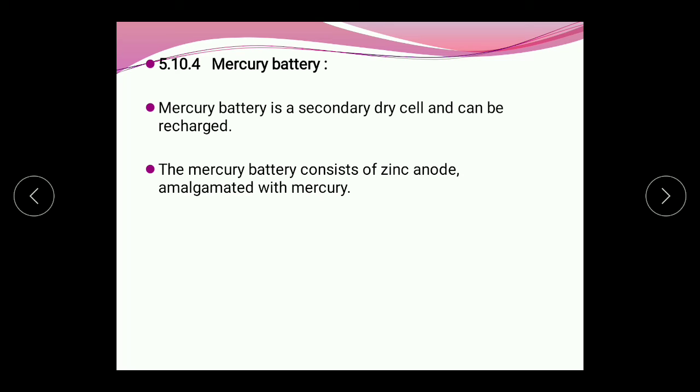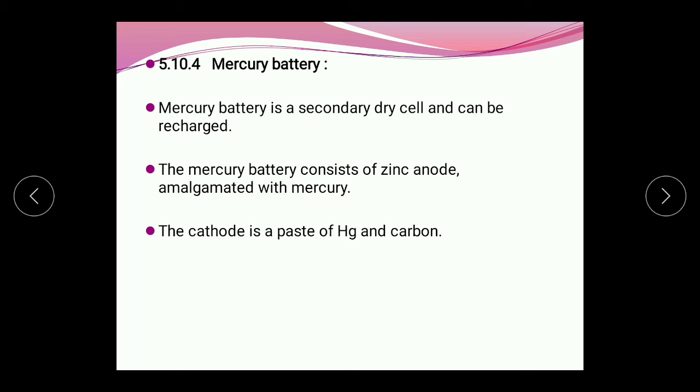So we are using zinc amalgam as the anode. That means the zinc-Hg combination is used as the anode. And then what is the cathode? The cathode is a paste of mercury and carbon. As carbon is a non-metal, it is not called an amalgam of carbon, but it is a combination of mercury and carbon. Understood about anode and cathode?